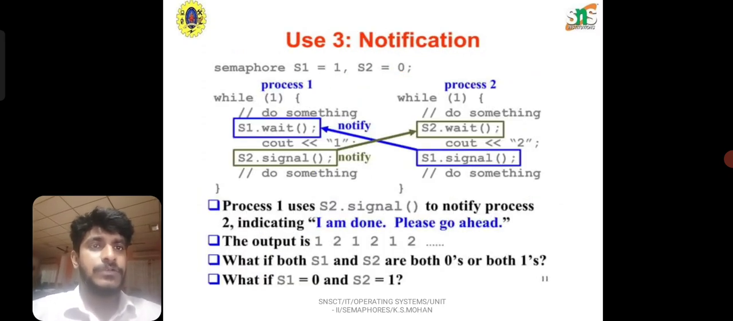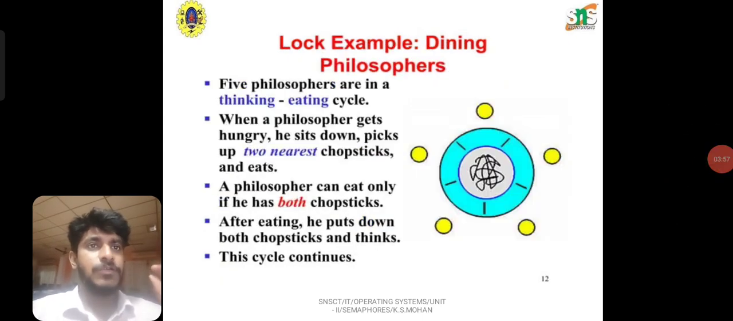Then the use case of notification: wait and signal, where s1 wait will be notified by the signal, and s1 notify will be by the wait. So process 1 does its work by using these notifications.